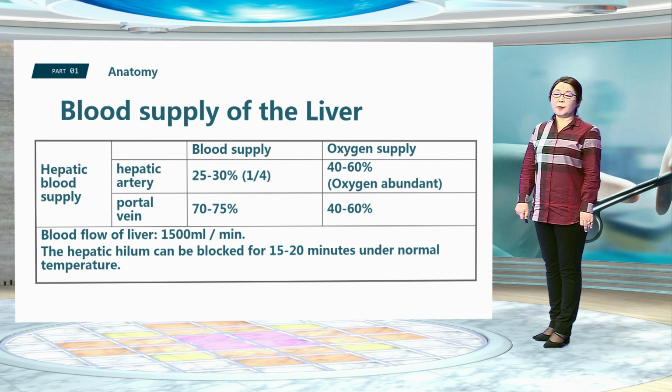1,500 milliliters per minute. The hepatic hilum can be blocked for about 15 to 20 minutes under normal temperature. So if the hepatic hilum can be blocked in the operation, it's only about 15 to 20 minutes.